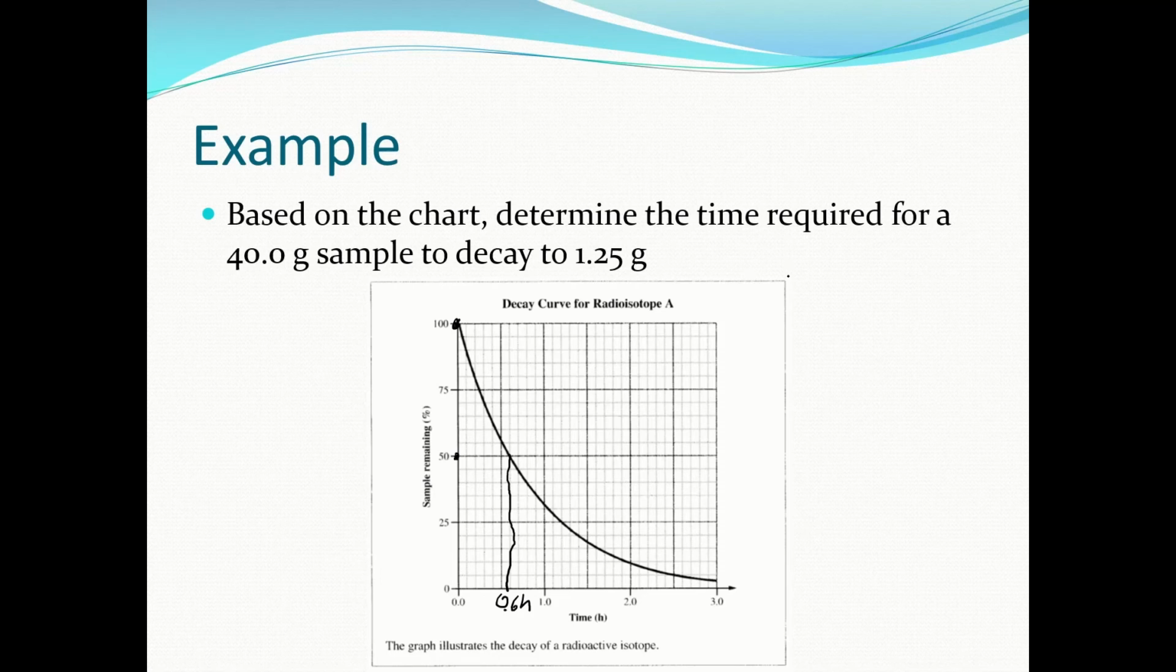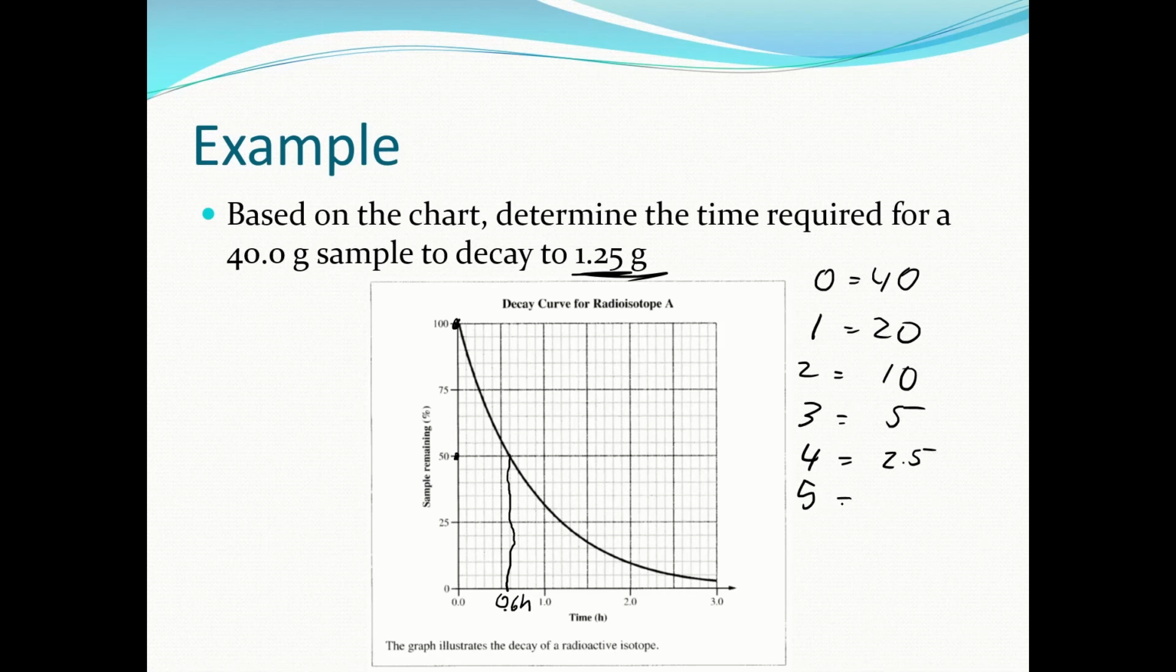So that's important. Well, how many half-lives have occurred to get to 1.25? Well, this is in percentages, this is in grams. But what we can do is we can do that same thing I did before. So at 0 half-lives, we sit at 40, that's our start. After our first half-life, it's going to be 20. Our second half-life is 10. Our third half-life is 5. Our fourth half-life is 2.5. And then our fifth half-life, we're at 1.25 grams. Look at that. So for us to get to 1.25 grams, we must be at 5 half-lives.